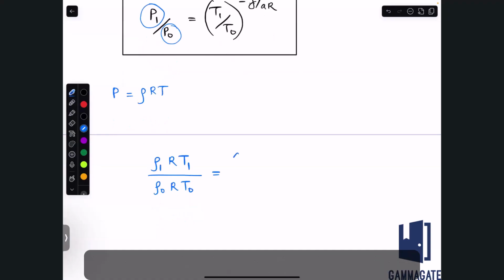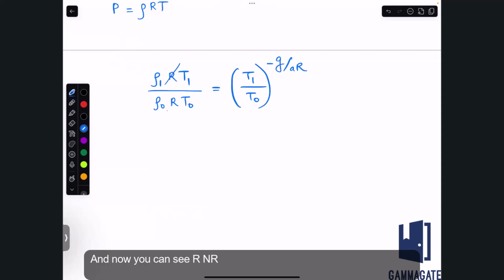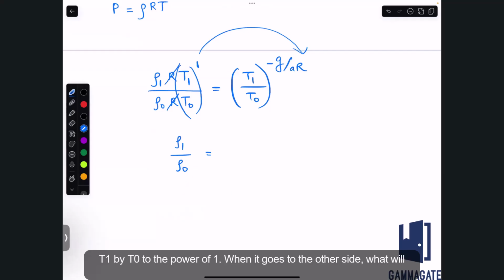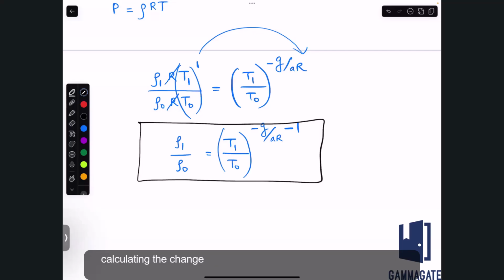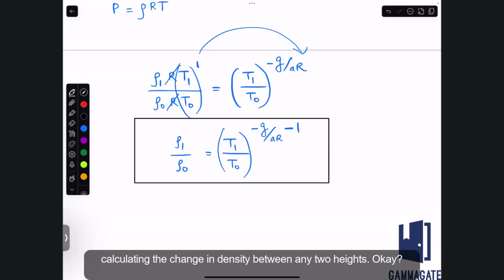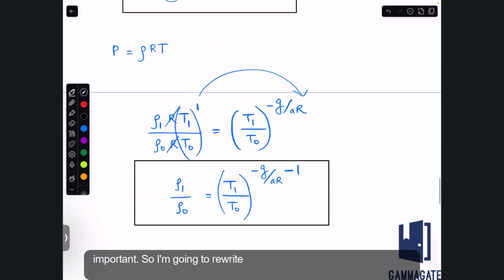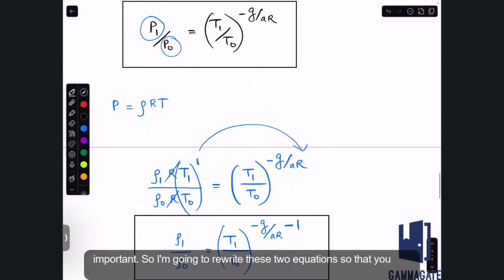And this will be equal to T1 by T naught to the power of minus g by aR. And now you can see R and R cancels. You have rho 1 by rho naught. And this T1 by T naught to the power of 1, when it goes to the other side, it will become minus 1. So it will become T1 by T naught to the power of minus g by aR minus 1. So this is the formula for calculating the change in density between any two heights. Very important. So I'm going to rewrite these two equations so that you can copy this down.